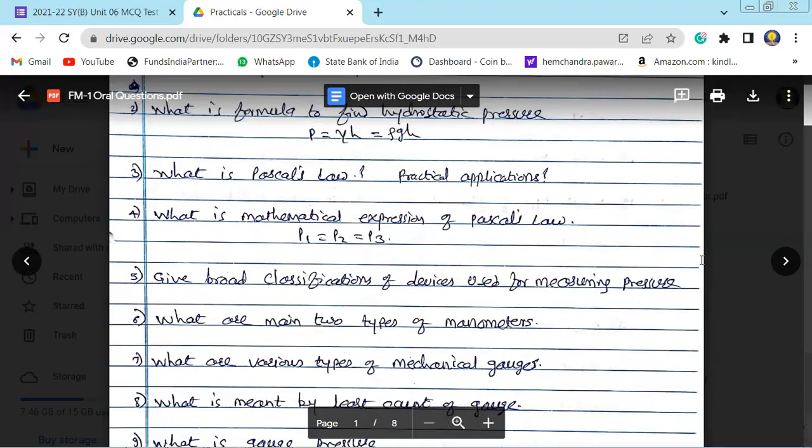Give the broad classification of devices used for measuring pressure. What are main two types of the manometers? What are various types of mechanical gauges? What is meant by least count of gauge? What is gauge pressure?